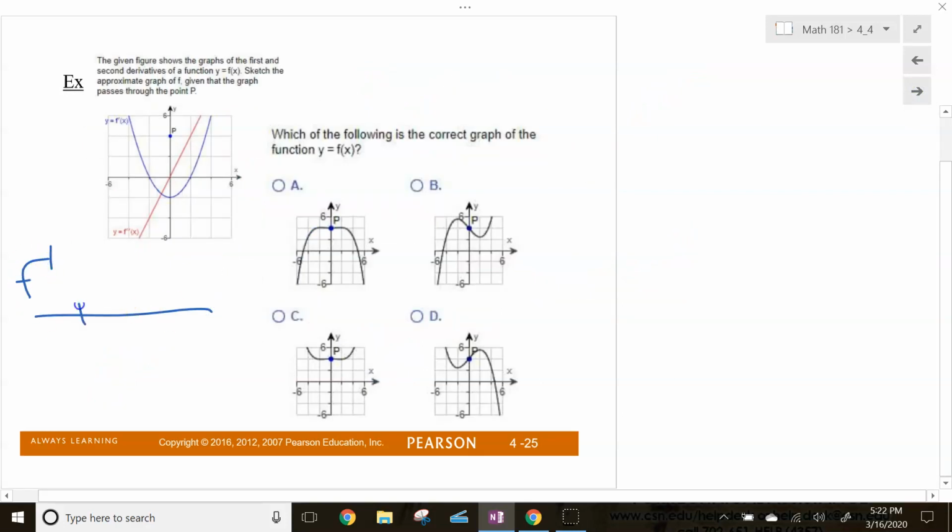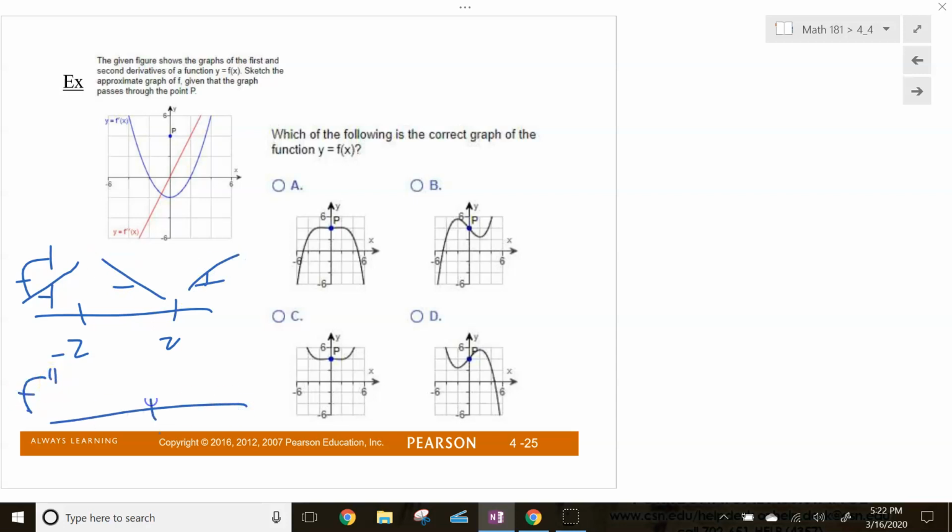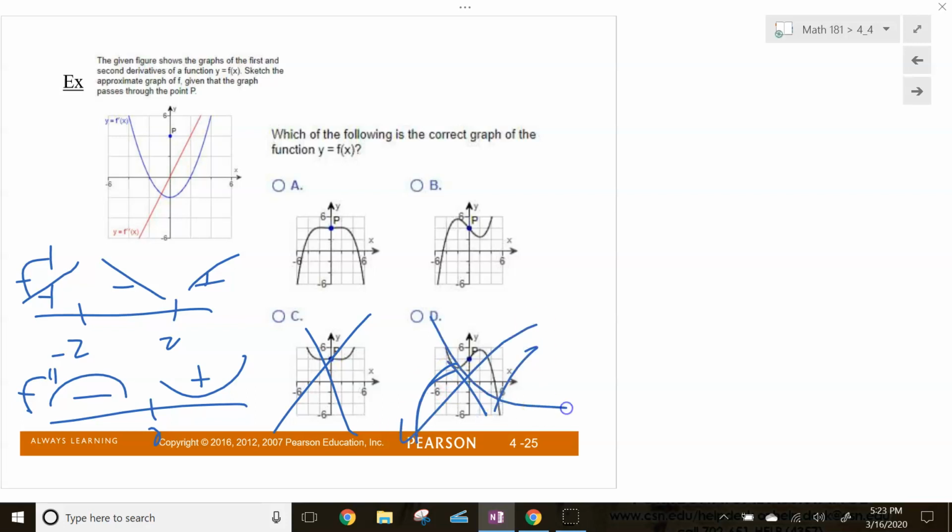From f prime, we had -2, increasing, then we decreased, and then we increased. For f double prime, at 0, we were concave down, then concave up. So the function's got to increase, decrease, increase. Well, that's out. We don't increase, then decrease, then increase. We've got to increase until -2. This is out. Again, we've got to increase to -2, then decrease, and then increase. That's out, right? So we're between A and B here.